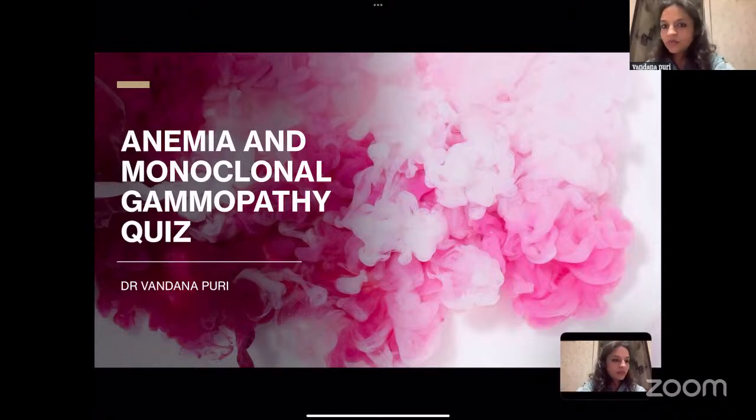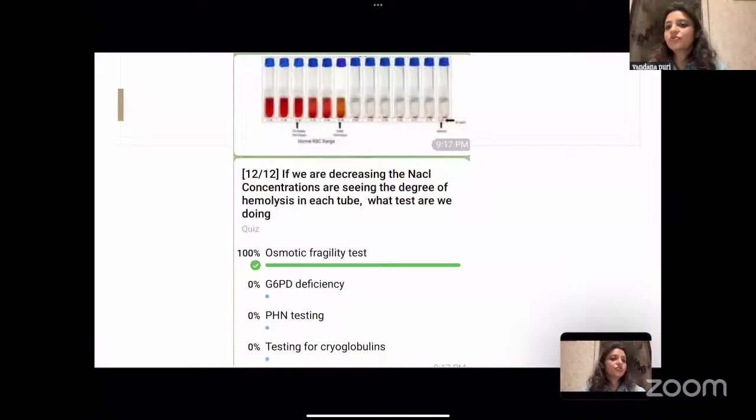So coming to the first question without wasting much of your time. This was the first question: if we are decreasing the concentration of NaCl and looking at the degree of hemolysis, what are we doing? So guys, always remember this is a very typical test called the osmotic fragility test. The osmotic fragility test is done with decreasing concentration of NaCl.